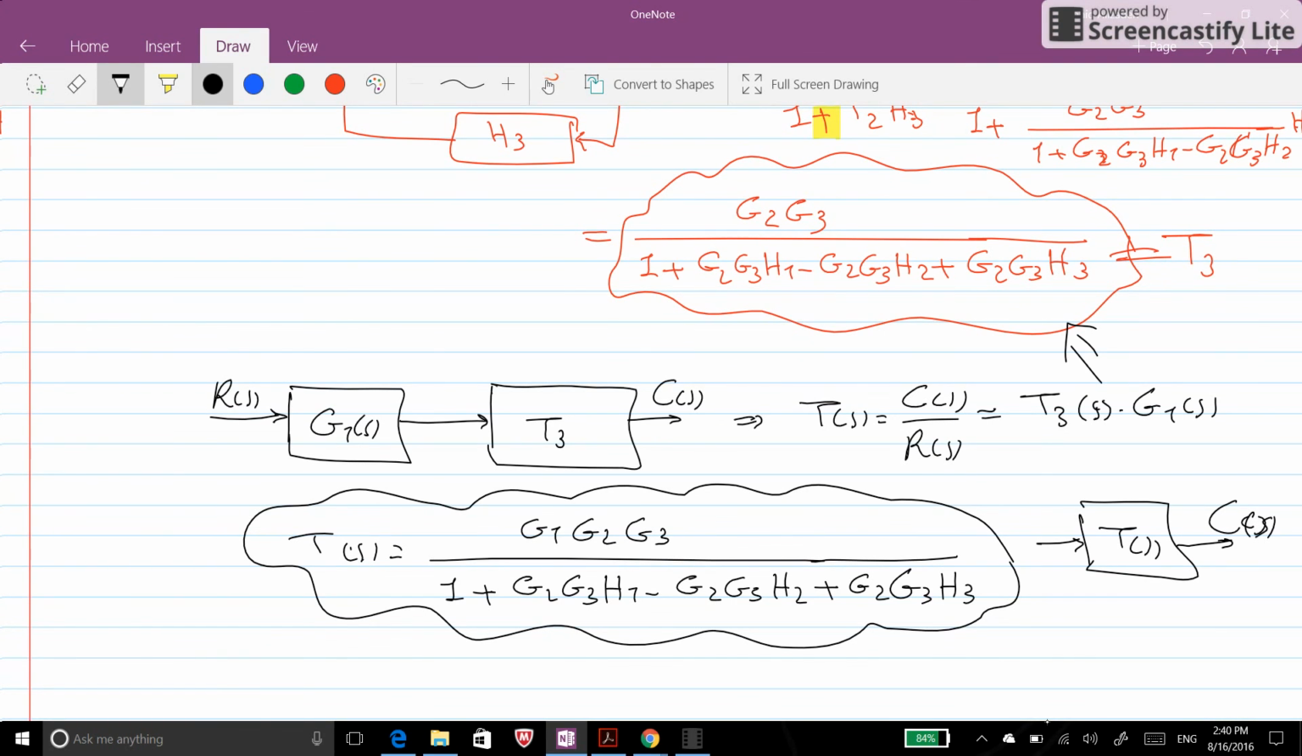So we have C of S as the output, R of S as the input, and T as the overall transfer function. All right, so that's all for this video. I hope this helps you in understanding how to reduce block diagrams into a single transfer function.